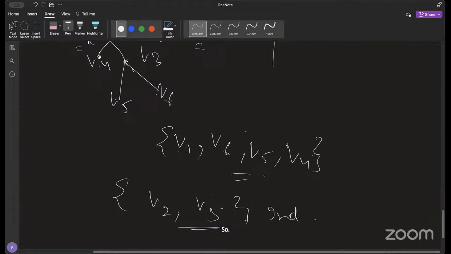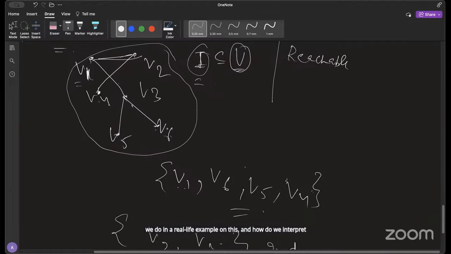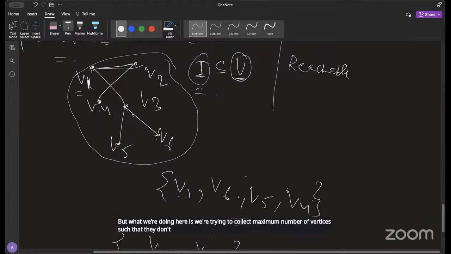So I have a doubt. Like, can we take minimum number which cover everything, or we have to take the maximum number of vertices? You have to, in this particular case, consider this as we'll do a real life example on this and how do we interpret this entire situation. But what we're doing here is trying to collect maximum number of vertices such that they don't have any relation between them. And when I say relation, I mean they don't have a direct edge between them.